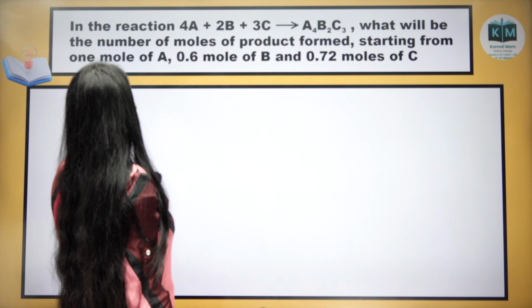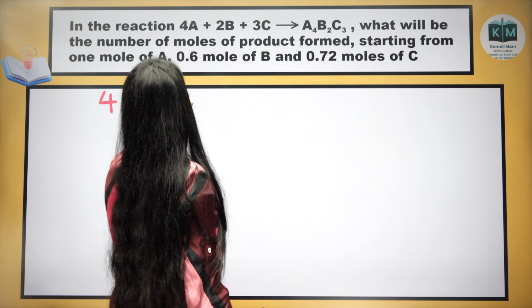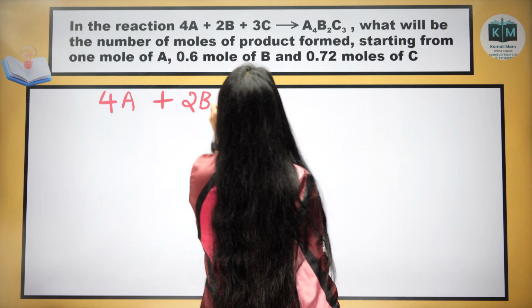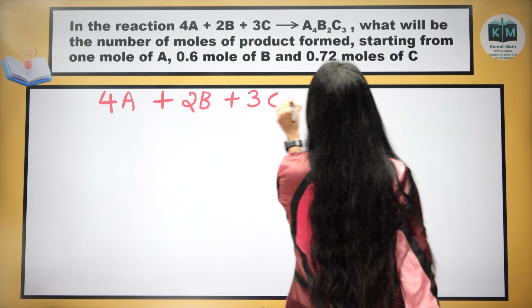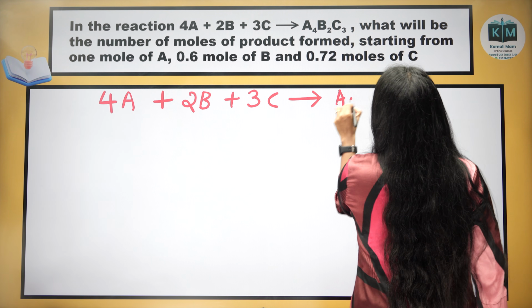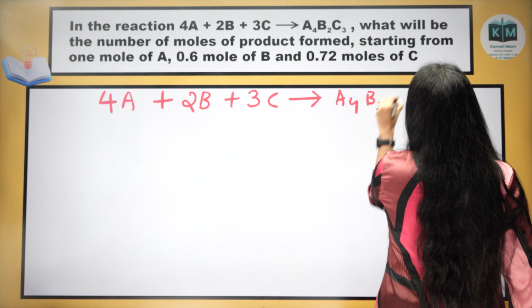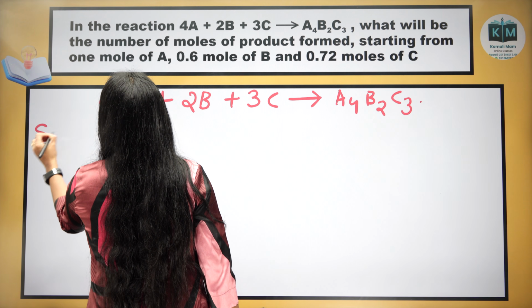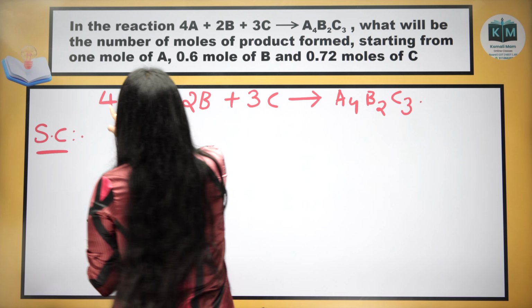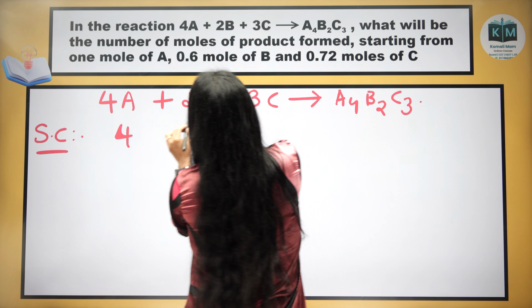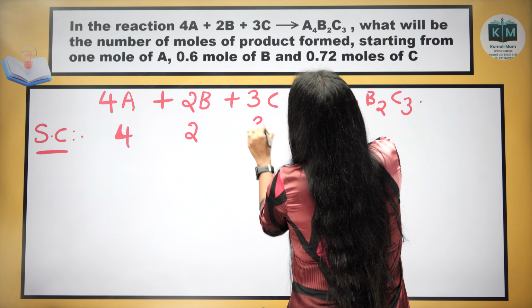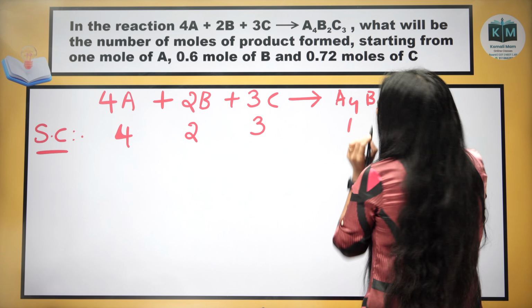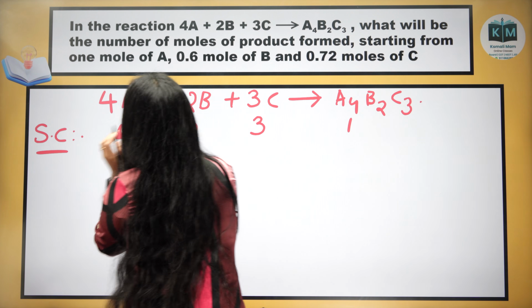Just to write the reaction, 4A plus 2B plus 3C gives rise to A4B2C3. Now, what is the stoichiometric coefficient for all these reactants and products? Here it is 4. Here stoichiometry is 2. Here stoichiometry is 3. Here 1. Next, write the mole-mole analysis formula.